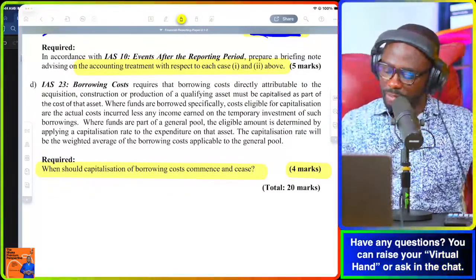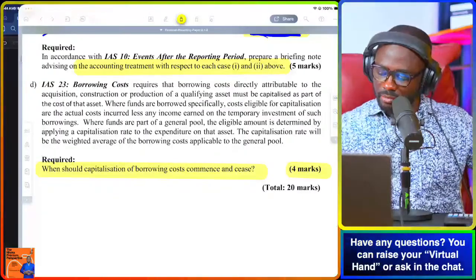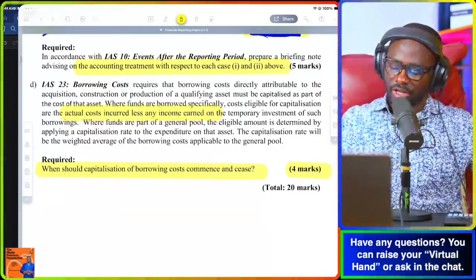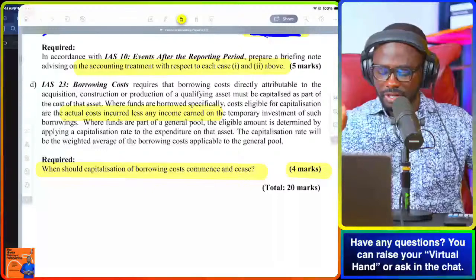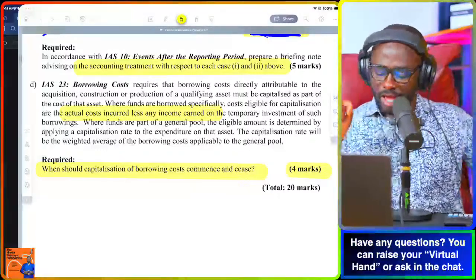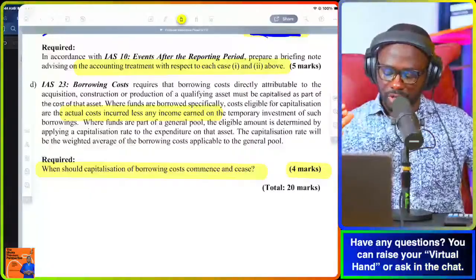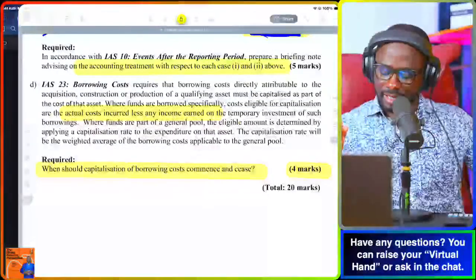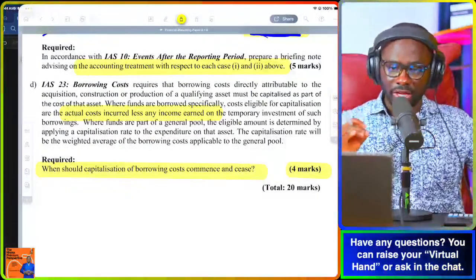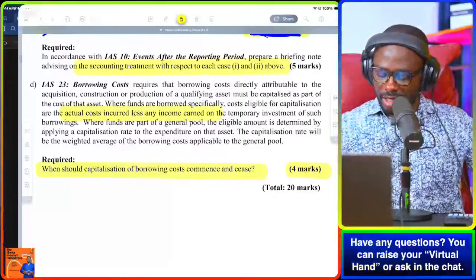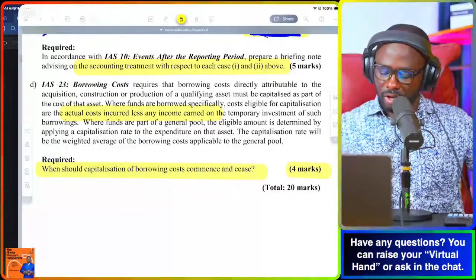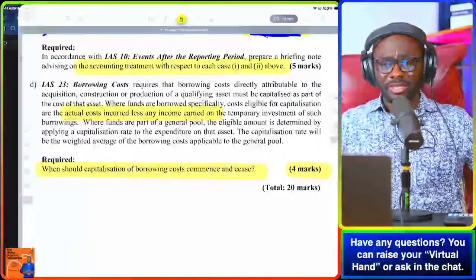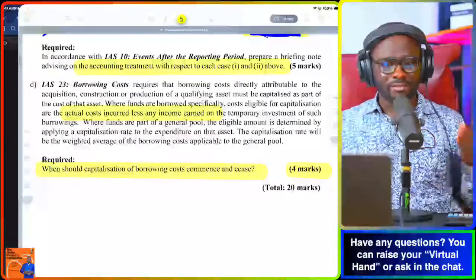Where funds are borrowed specifically, costs eligible for capitalization are the actual cost incurred less any income earned on the temporary investment of such borrowings. Where funds are part of a general pool, the eligible amount is determined by applying a capitalization rate to the expenditure on that asset. The capitalization rate will be the weighted average of the borrowing cost applicable to the general pool. So in the context of this question, the preamble has no bearing really on the requirement of the question.